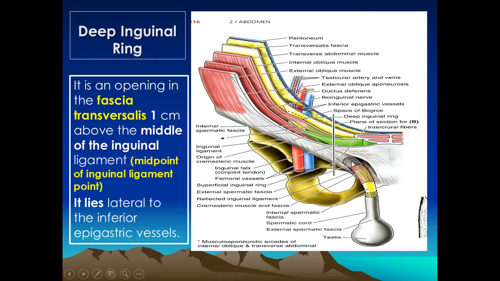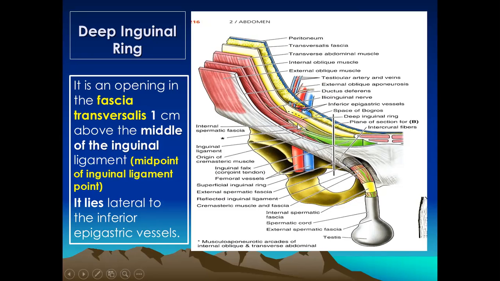Now you can see the structures coming from the abdomen and how they enter into this canal and form the hernias. So normally, as I said, it will be totally closed except for the spermatic cord in case of male and the round ligament of uterus in case of female. Nothing else is present in this canal. Here is the canal. The opening from the abdomen into the wall is called the deep inguinal ring. This is the inguinal canal, and this is the superficial inguinal ring.